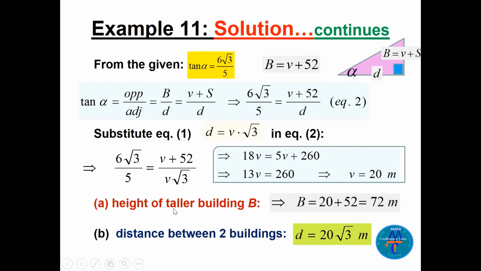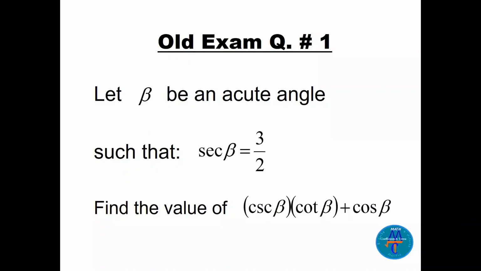Now let's find the height of the taller building B. B is V plus 52. We found V, so that will be 20 plus 52, which is 72 meters. The distance between them is small d, V times square root of 3. We already found V is 20, so the distance between the two buildings is 20 square root of 3 meters.